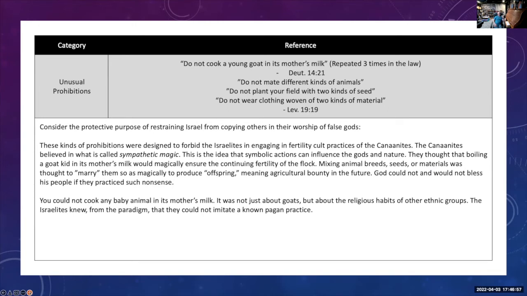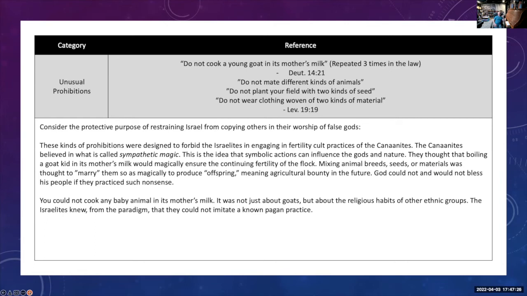The Canaanites believed in what was called sympathetic magic. This was the idea that symbolic actions can influence the gods in nature. They thought that boiling a baby goat in its mother's milk would magically ensure the continuing fertility of the flock. Mixing animal breeds, seeds, or materials was thought to marry them so as to magically produce offspring, meaning agricultural bounty in the future. God cannot and would not bless his people if they practiced such nonsense.